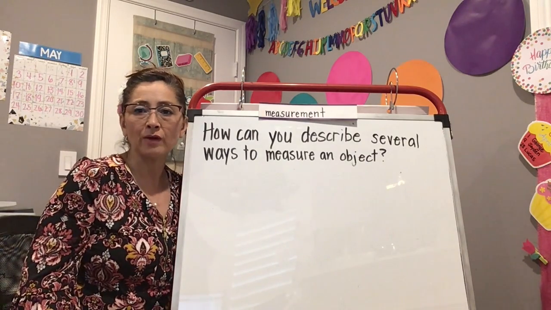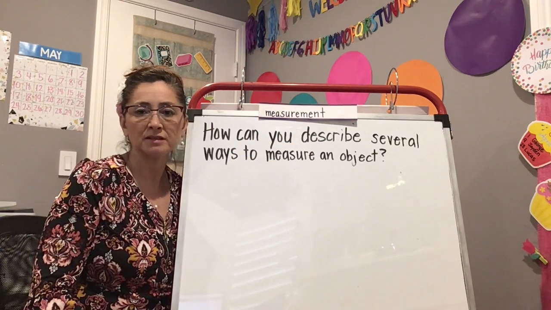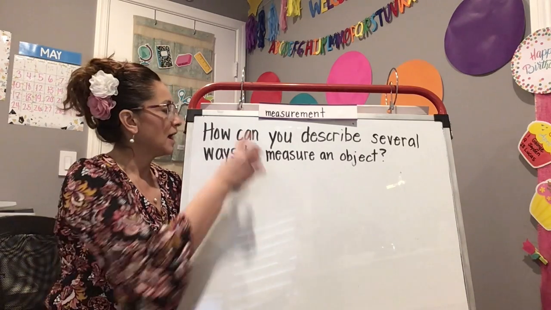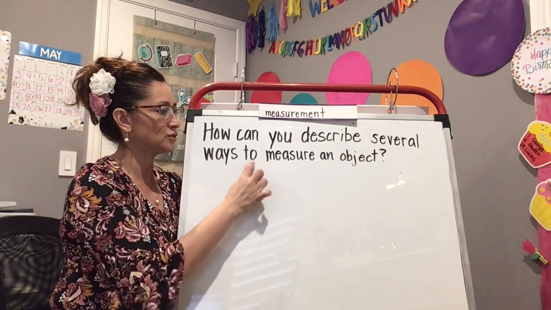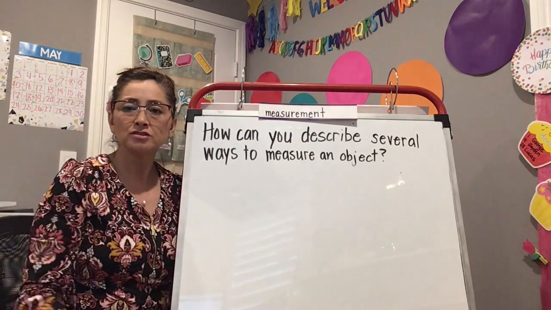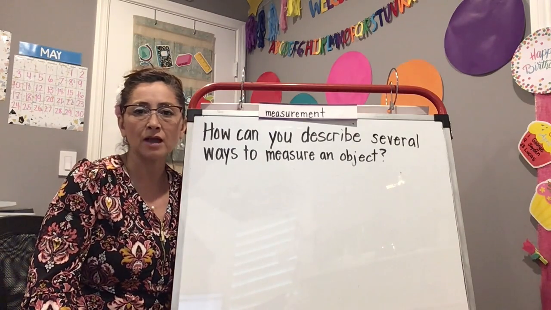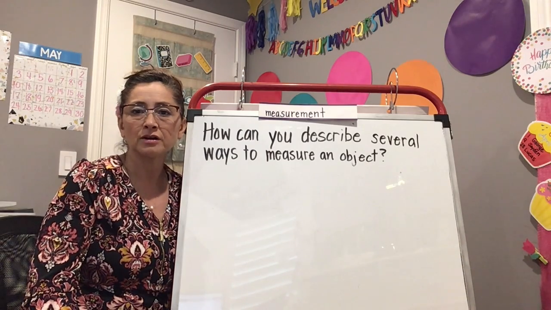Well, you know that we have been learning about measurement this week. Measurement. So let's take a look at our essential question for today. How can you describe several ways to measure an object? So today we're going to talk about that. What are different ways that we can describe how to measure an object?